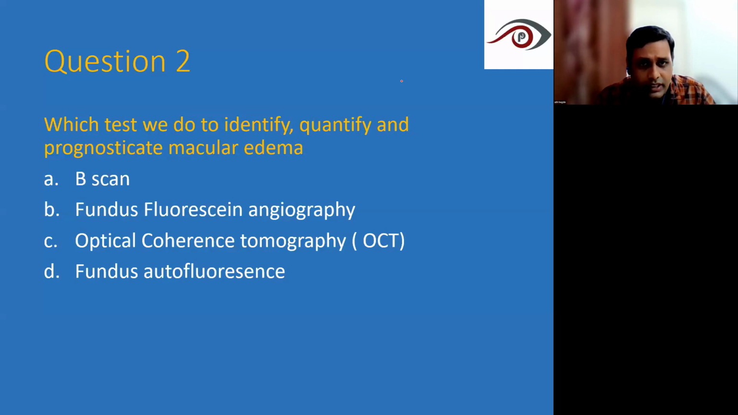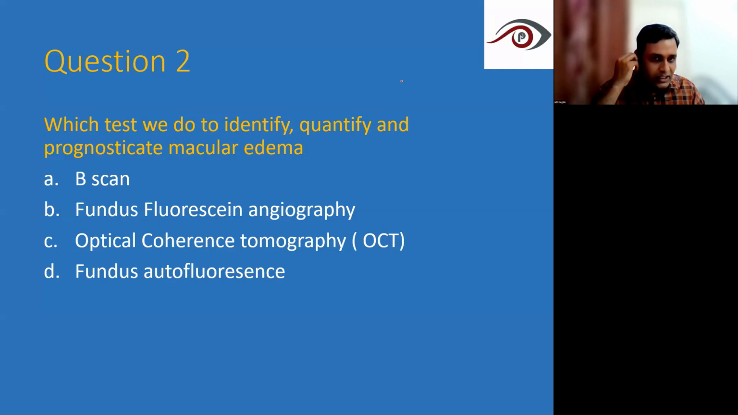This comes to my second question. So what test is important for us to identify, quantify, and prognosticate macular edema? Will you do B scan, fluorescein angiography, optical coherence tomography, or fundus autofluorescence? I think the question has come to you. So these are all tests usually we do in various conditions, but which test is important for us nowadays to prognosticate macular edema?